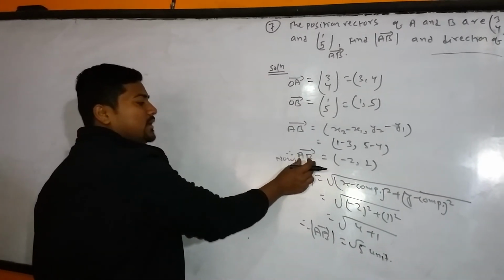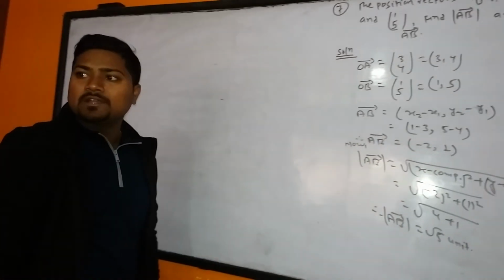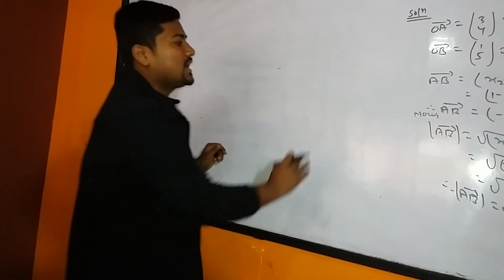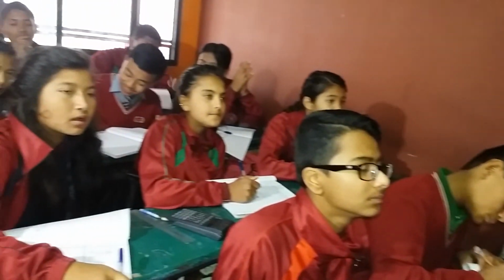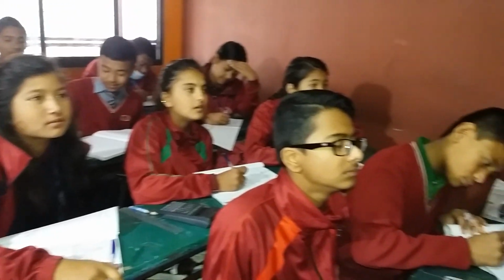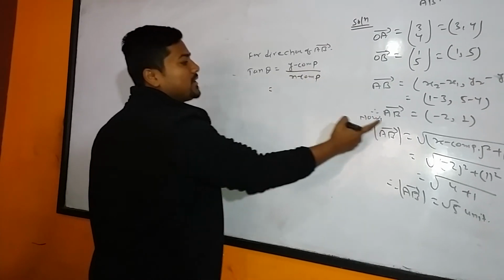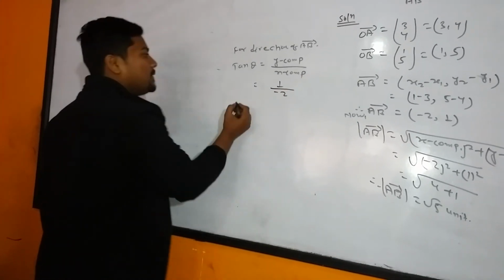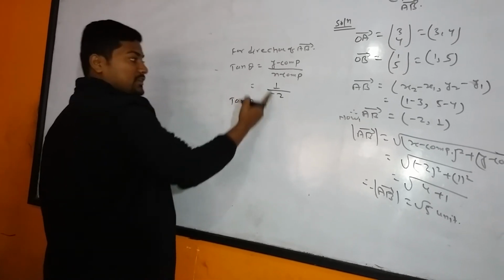So now look here. Here AB vector is given. X component is negative and y component is positive. It lies in which quadrant? Second quadrant means 180 minus theta. So now for direction of AB vector, tan theta is equal to what is the formula? Y component upon x component. Y component here is 1, x component is minus 2. So now it lies in second quadrant.